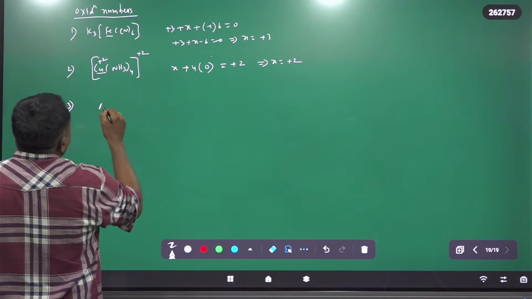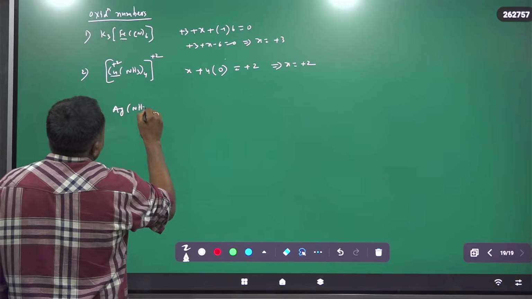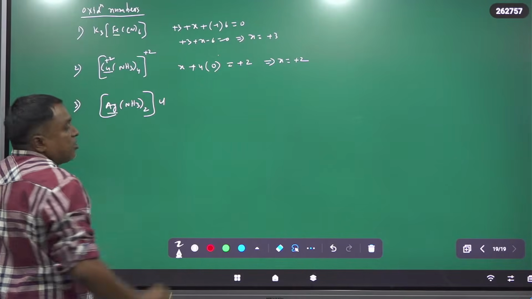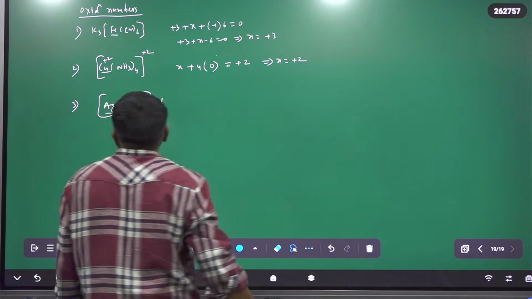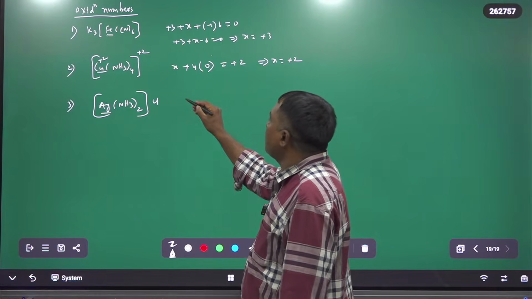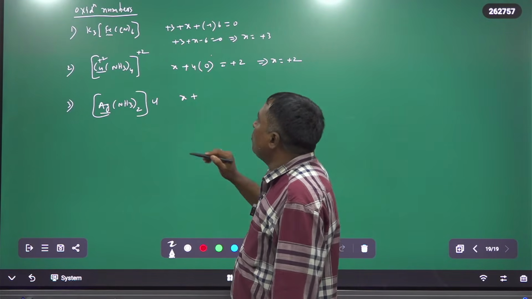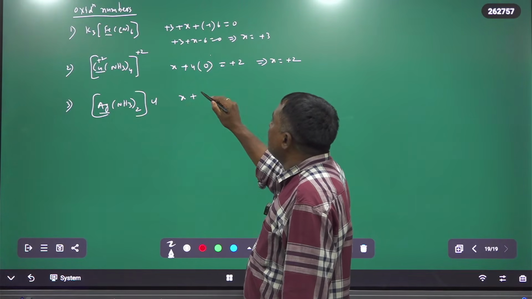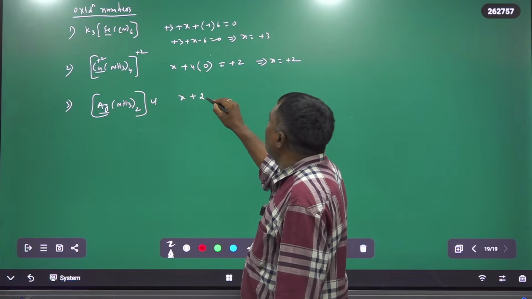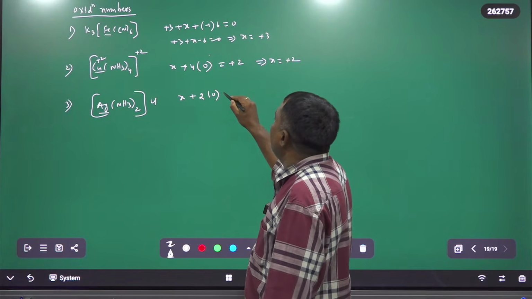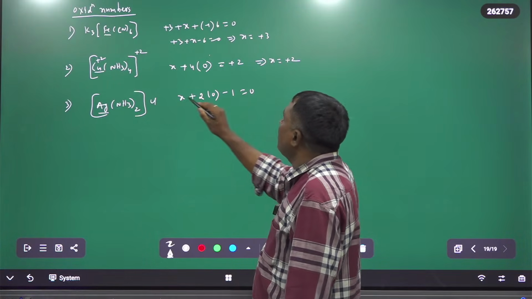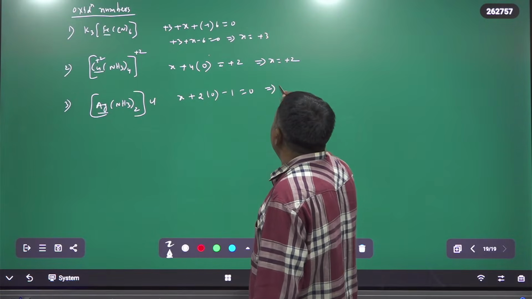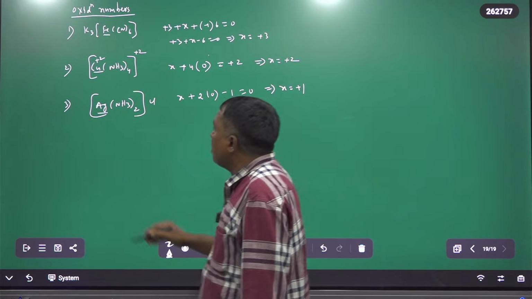Suppose [Ag(NH3)2]Cl. So you calculate the oxidation number of silver. You consider silver as X. So X plus 2 into 0, because NH3 is a neutral ligand, as we already discussed about the nature of the ligands, but Cl is a negative ligand, therefore minus 1, equal to 0. The sum of oxidation numbers of all the elements must be equal to 0. Therefore X is equal to plus 1, the oxidation number, in this case.